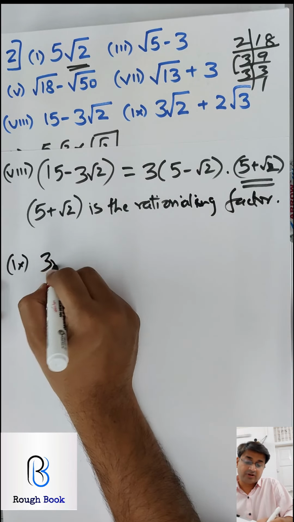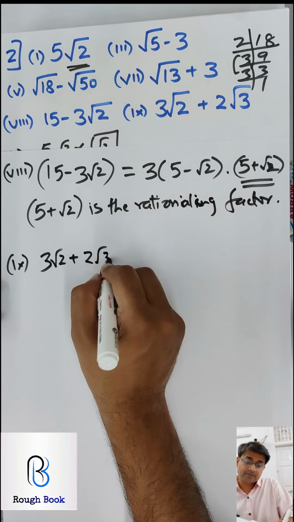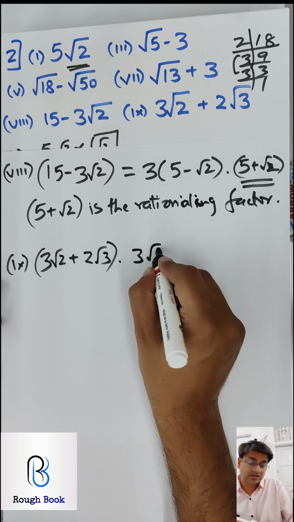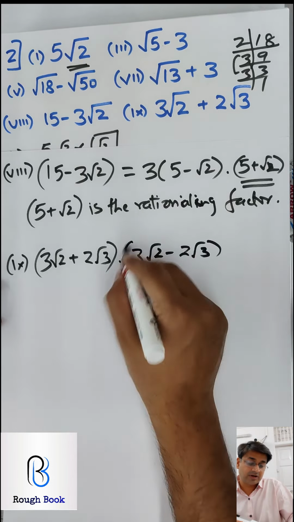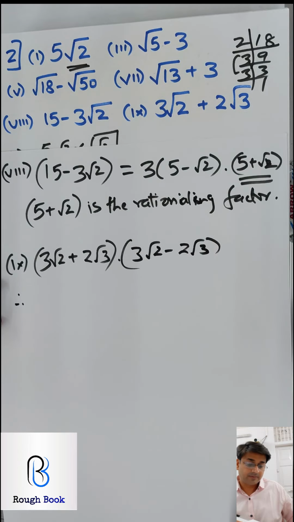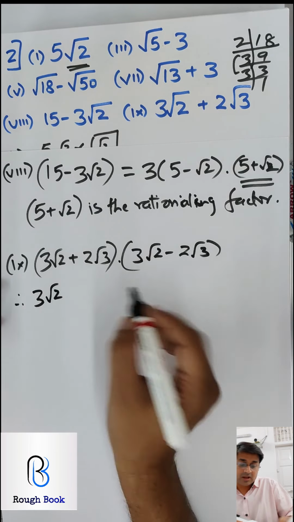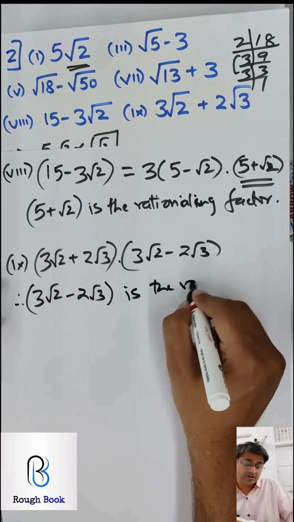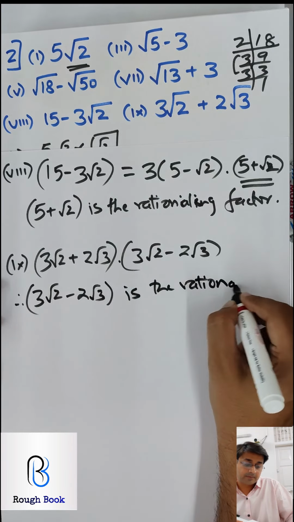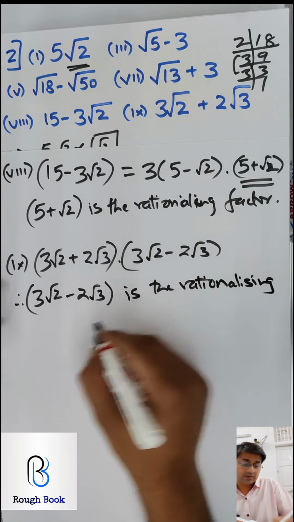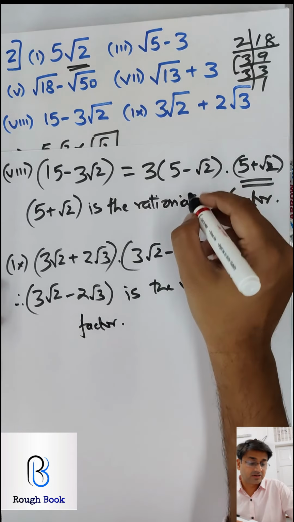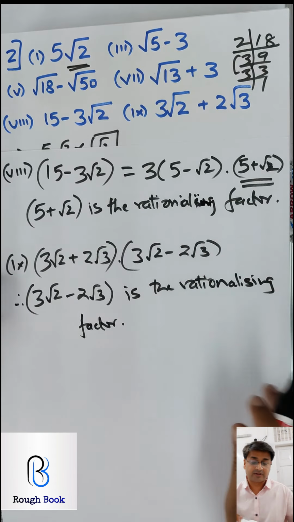Can you try the last one? Come on, pause the video on your own, try it. Is there a googly in this? No, it's a normal question. So directly, because nothing can be done, we'll say therefore 3 root 2 minus 2 root 3 is the rationalizing factor. Yeah, I made a spelling mistake here, sorry. Got it now?